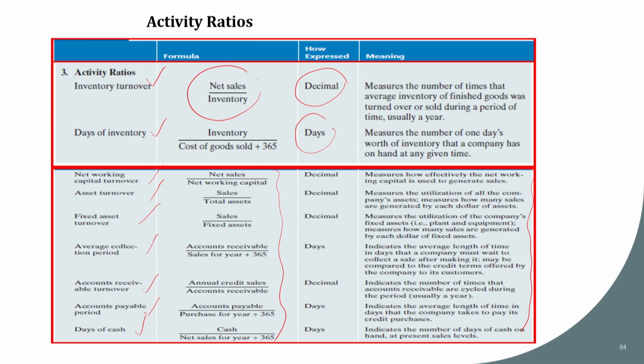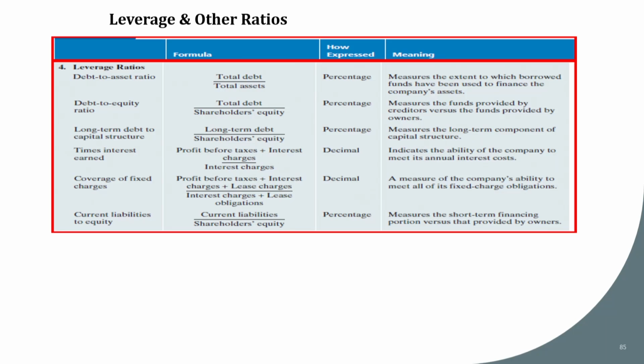And moving to the next ratios, that is the leverage ratios, as well as other ratios. So, here the leverage ratios measure reliance on debt, while market ratios show investor sentiment. Again, each of the ratios is listed here: debt to equity ratio, long term debt to capital structure, times interest earned, coverage of fixed charges, and current liability to equity. And the formula is also given here, and the detailed interpretation is given in the last column.